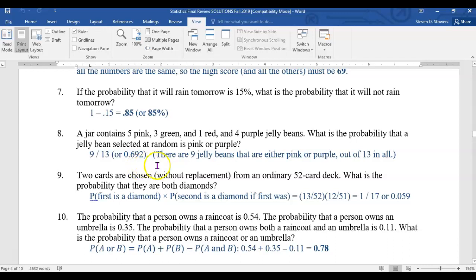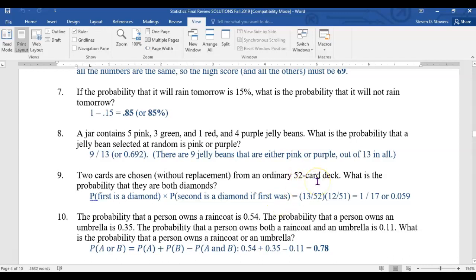Number 9 is an and question, because it's asking about what's the probability that the first card you pick is a diamond and the second card is a diamond. We answer and questions by multiplying. We find the probability of the first card being a diamond times the probability that the second card you pull out is a diamond if the first one was.